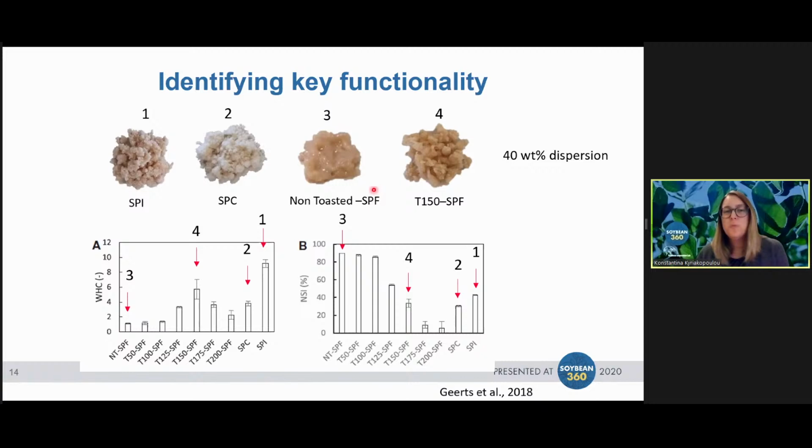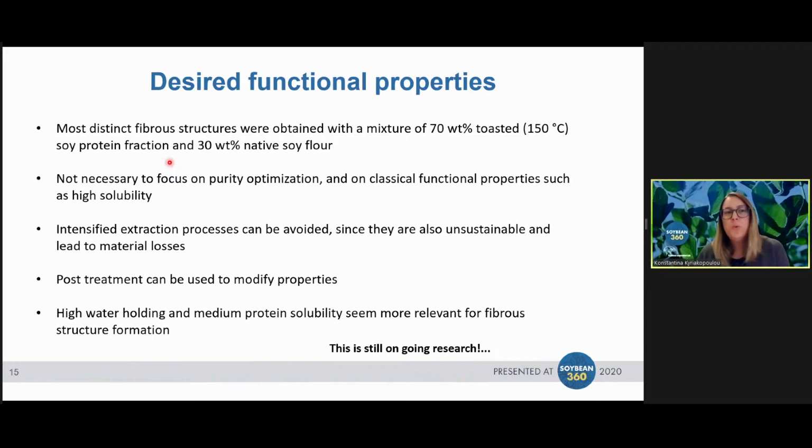From this research, we concluded that distinct fiber structures could be obtained when the soy protein isolate was thermally heated at 150 degrees. And the combination with native flour showed that not so refined fractions could yield this desirable fibrousness. This means that maybe we should focus on not completely purifying our ingredients, because our functionalities are not the classical functionalities. So we are not looking for highly soluble products, for example.